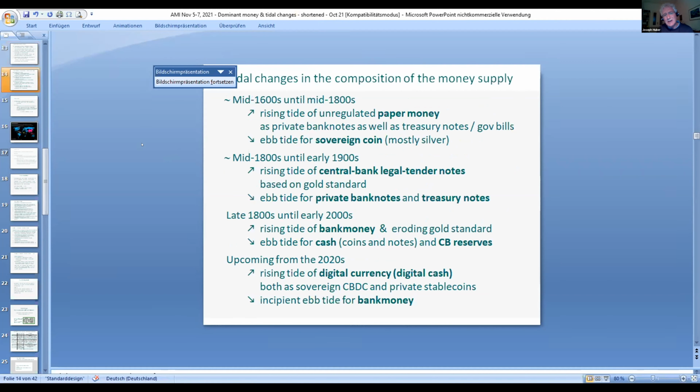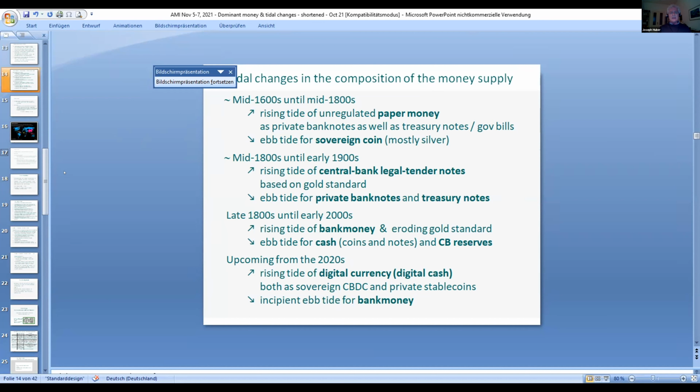Here, we had such a tidal change in the composition of the money supply in the history of modern money already 3 times. The first started in about 1650, 1670s, and lasted until the mid of the 19th century. And that was the rising tide of unregulated paper money. So as private banknotes, but also as government issued notes, royal bills, or principals, cashier's bills, and so on. And that, of course, then was the beginning appetite for sovereign coin.